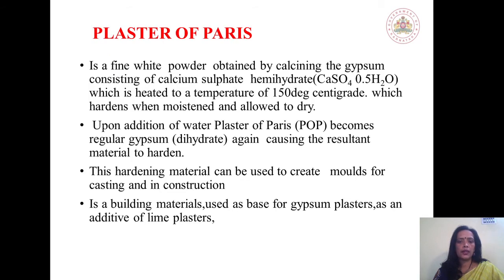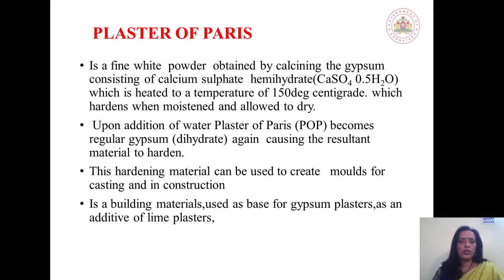The plaster of Paris is a white fine powder obtained from calcining gypsum. It consists of calcium sulfate hemihydrate, that is CaSO4.0.5H2O, half a molecule of water, which is heated to a temperature of 150 degrees centigrade, and it hardens when moistened and allowed to dry.